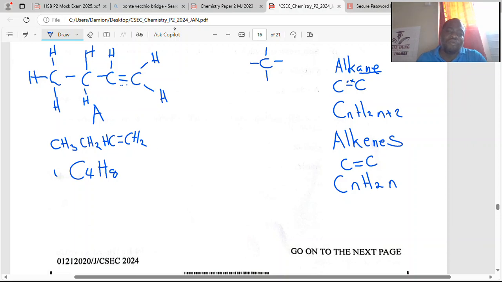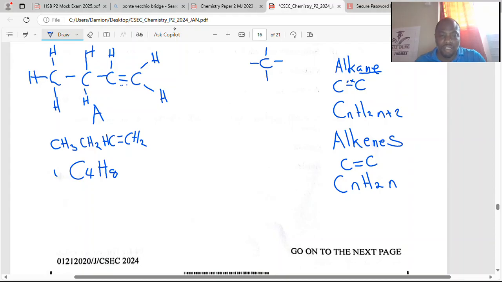And let me just show you. If I use the general formula for an alkane, it wouldn't work here because the general formula says if I have 4 carbons, the amount of hydrogen would have been 2 times the 4, which is 8, plus 2, which gives us 10. And this molecular formula is C4H8, not C4H10.